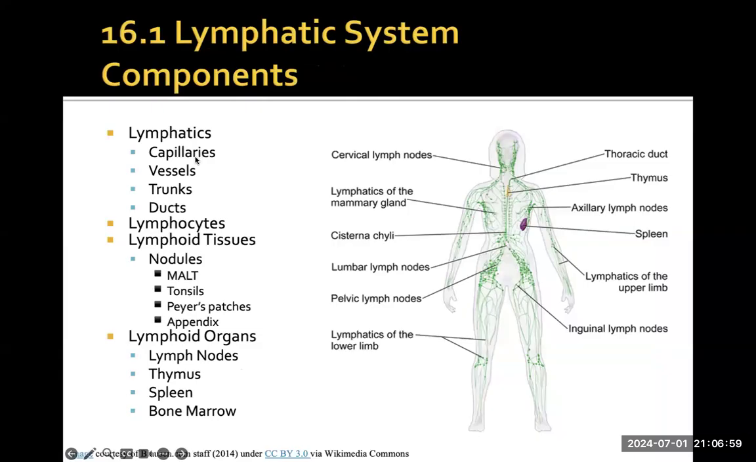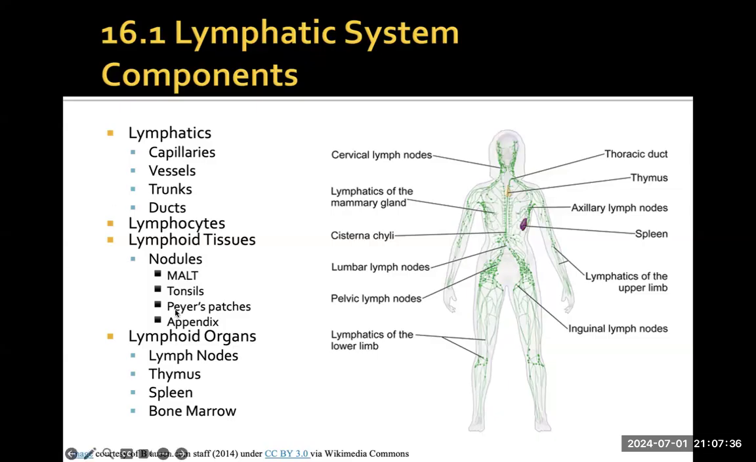So you have lymphatic capillaries, vessels, trunks, and ducts. And these are just different sizes of the tubes that are going to carry lymph to and from different areas of your body. Lymphocytes are going to be the cells of the lymphatic system. And then there's different types of lymphoid tissue. In the nodules, you have what we call MALT, which I'll explain a little bit later on. It's mucosal associated lymphatic tissue. You have the tonsils, you have Peyer's patches, and then the appendix.